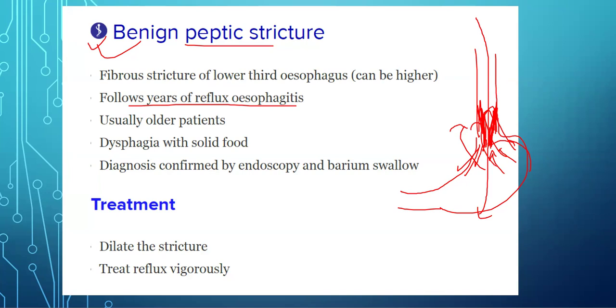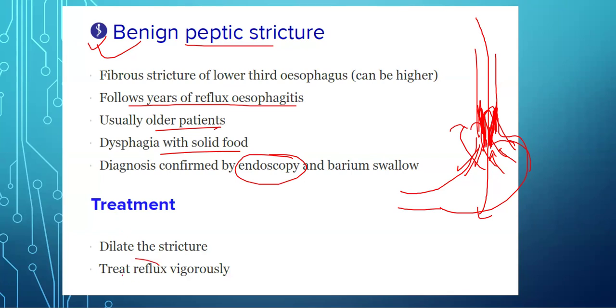So that's a classic finding: years of reflux, suddenly the reflux has got better, but now the patient has developed dysphagia to solids. Then you can diagnose this as benign peptic stricture. How to confirm the diagnosis? By endoscopy. If you do endoscopy, you will be able to see this narrowing of the lower end of the esophagus.